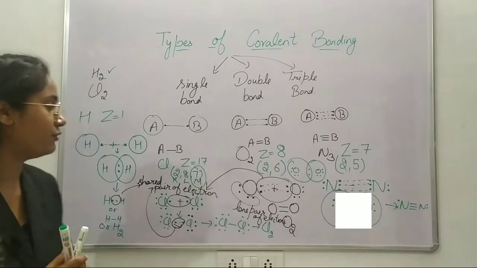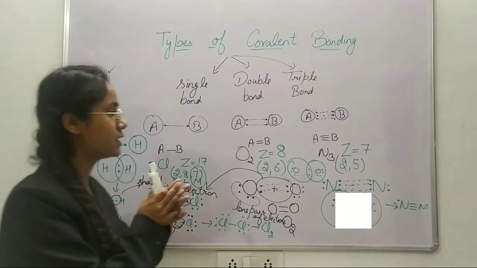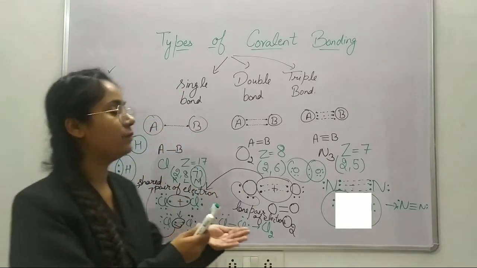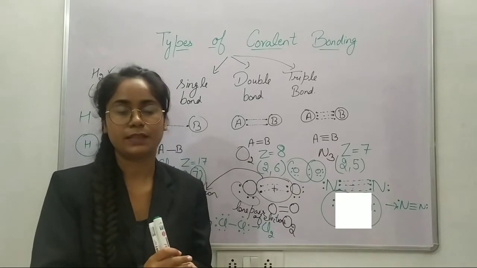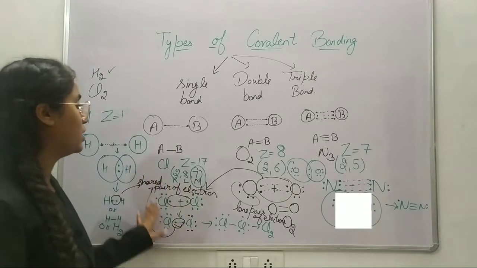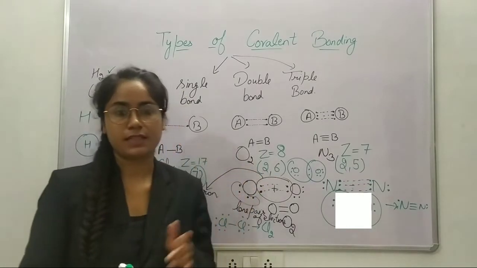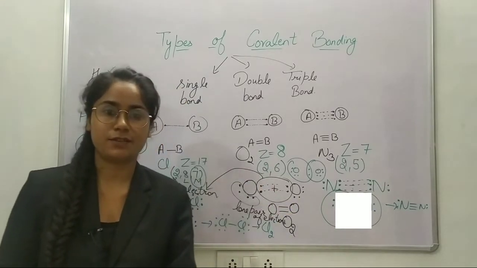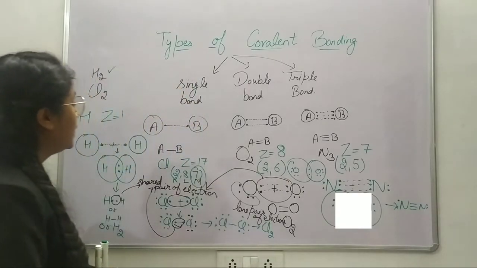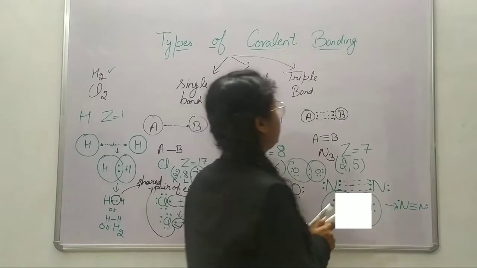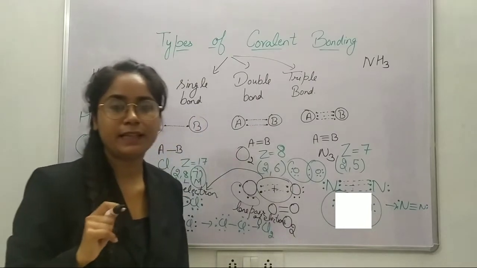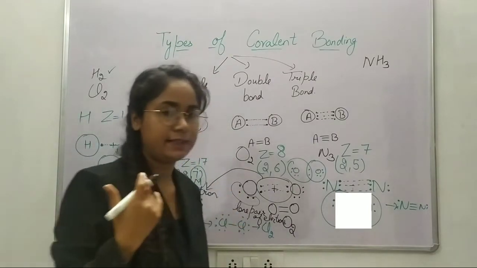Okay. Until now we have only discussed those atoms which join with themselves. That means hydrogen is making a bond with hydrogen, chlorine is making a bond with chlorine, oxygen is making a bond with oxygen only, nitrogen is making a bond with nitrogen only. So let us talk about some different examples. Let's take ammonia, NH3. Now how many electrons are needed by nitrogen to complete its octet?